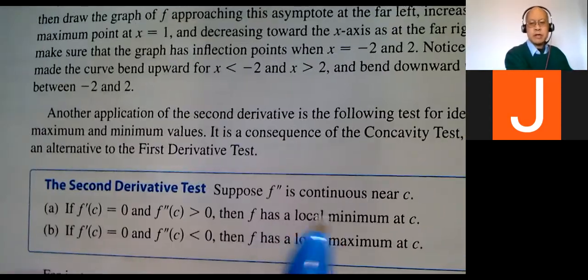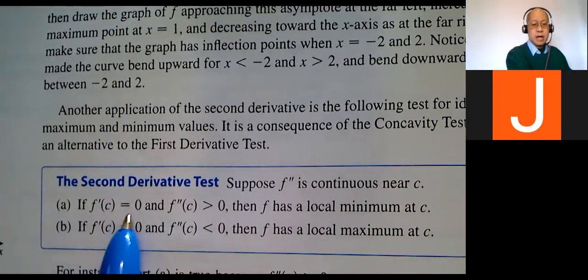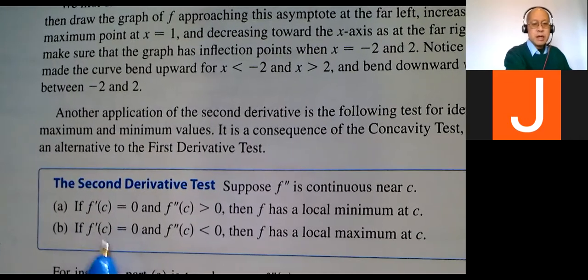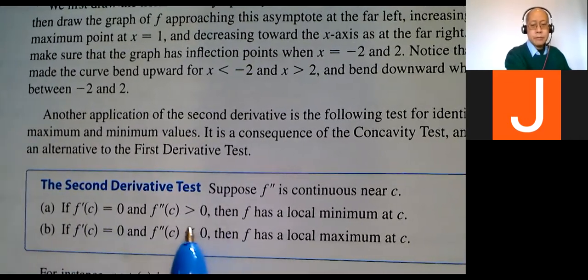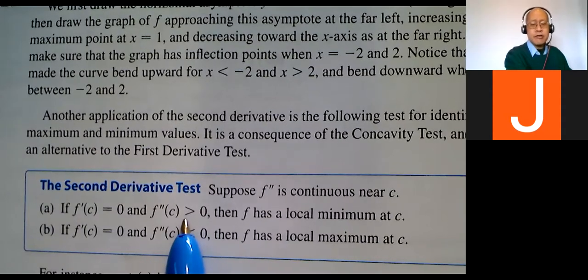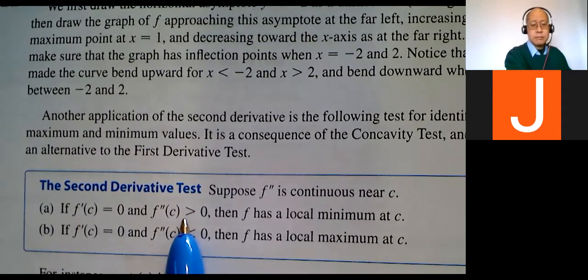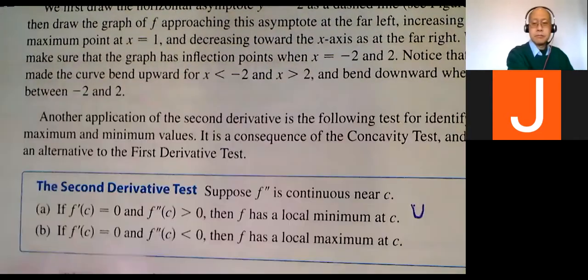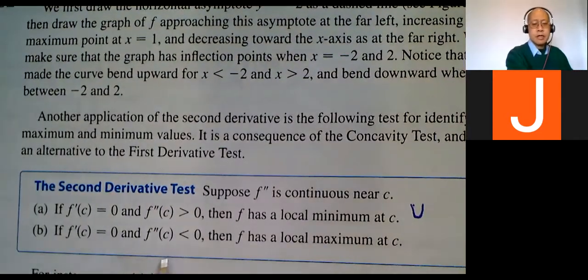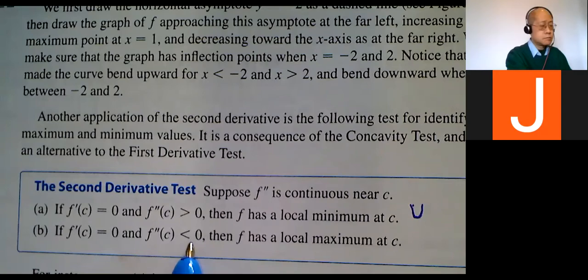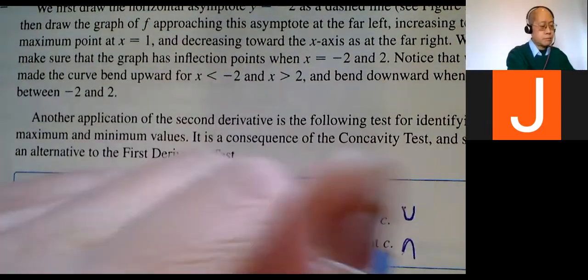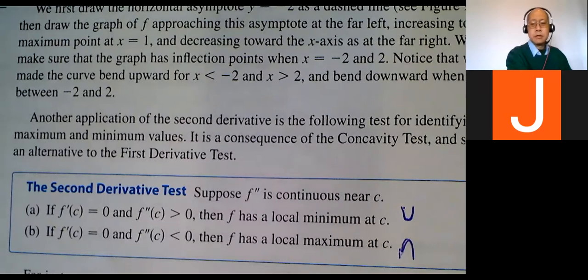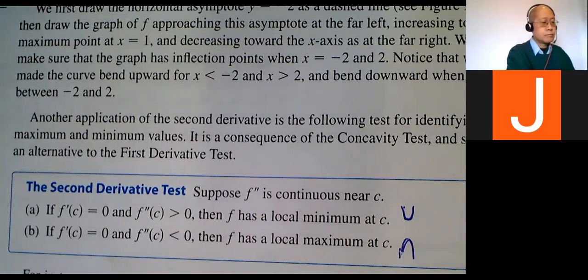So suppose f double prime is continuous near C. Okay. F prime of C is 0. Critical point. Second derivative positive. Concave up. Minimum. Graph looks like that. Second derivative less than 0. Concave down. Maximum. Okay.